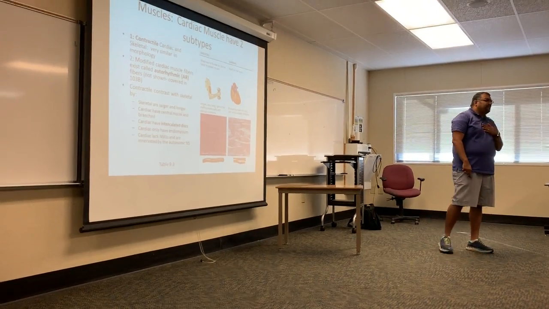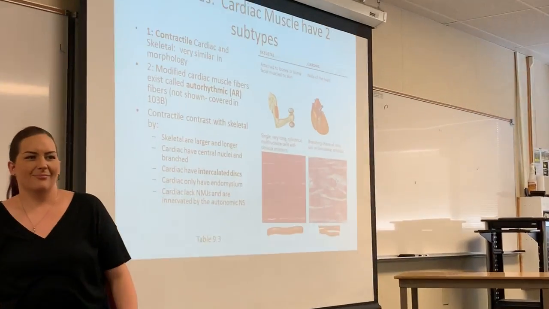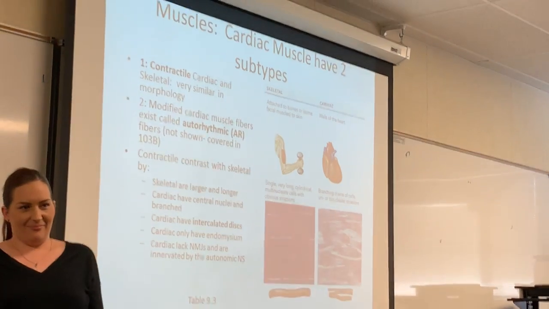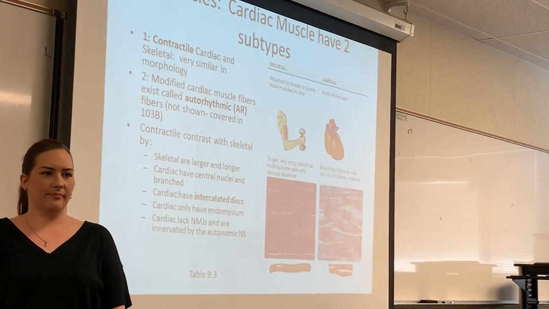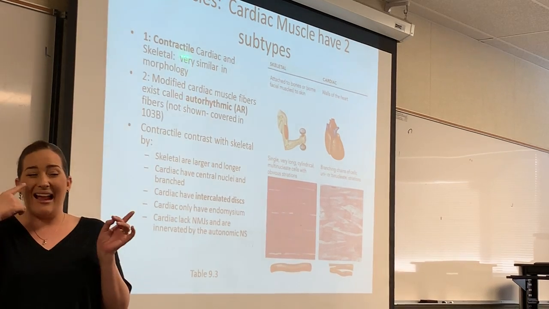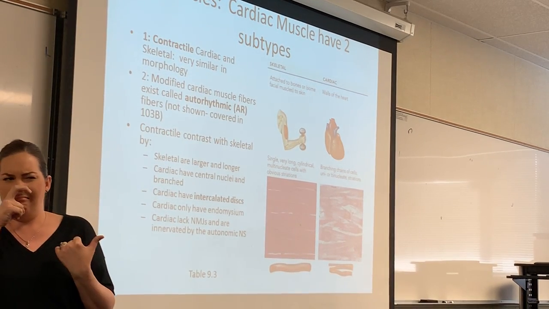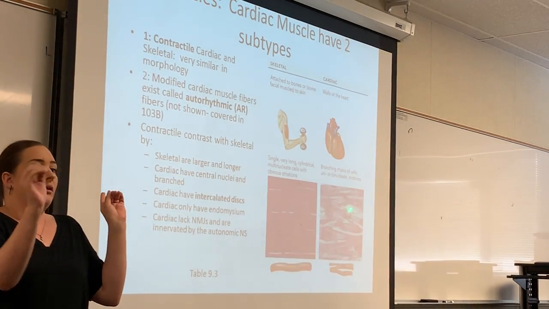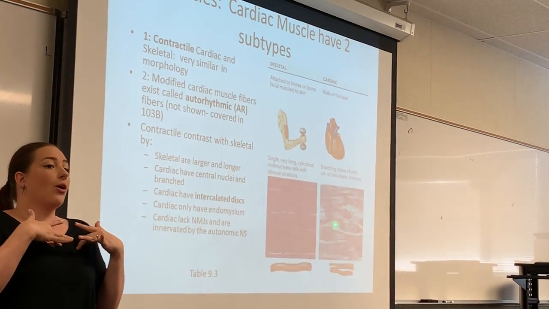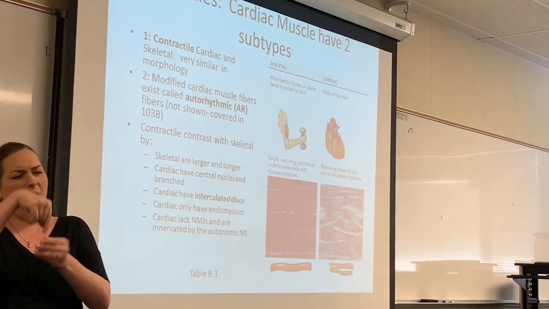Muscle, first of all, cardiac muscle is found only in the heart. You don't see it anywhere else. It is striped, it is striated, and cardiac and skeletal look very similar. The major difference, this is skeletal muscle, this is cardiac muscle, is how they branch.